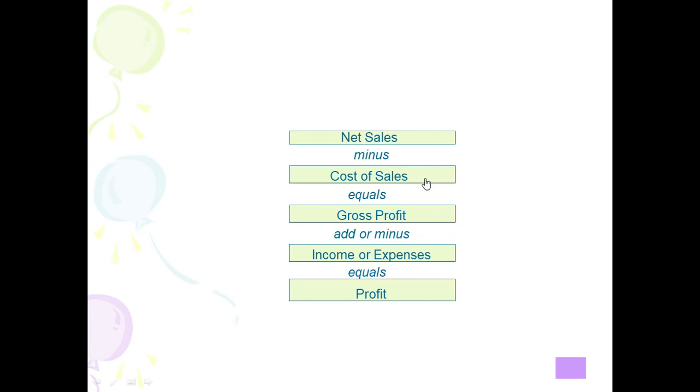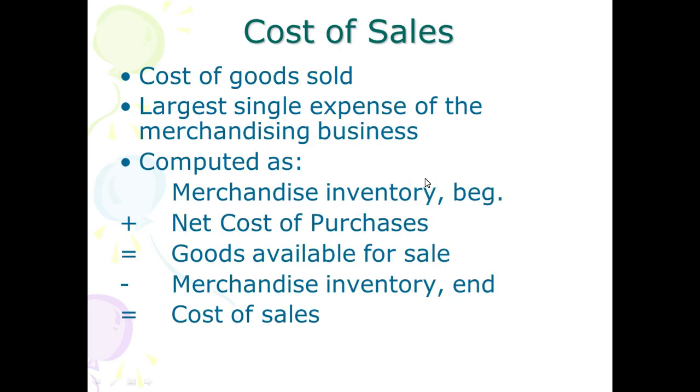Right now, let's talk about cost of sales. Cost of sales is quite a lengthy formula, and this is perhaps one of those times where I will have to ask you to memorize a formula. The formula for cost of sales is merchandise inventory beginning, and to it you add net cost of purchases. In some textbooks, this is called net purchases. Our author prefers to call this net cost of purchases, but basically, this is your net purchases.